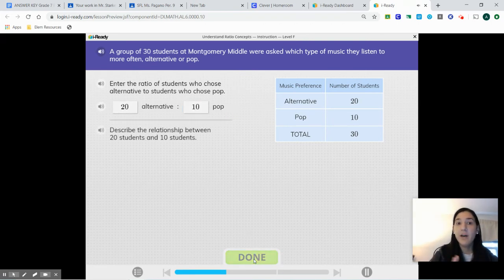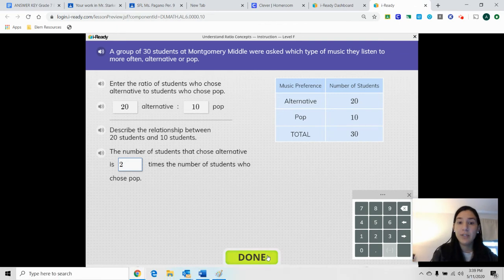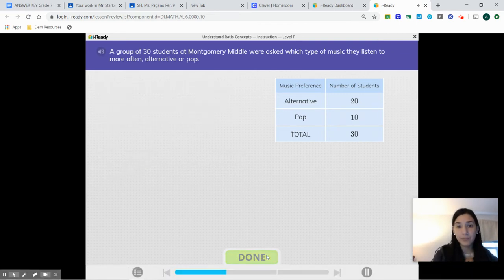Describe the relationship between alternative, 20 students, and pop, 10 students. Now again, think of what we're multiplying by to get from pop to alternative, which is going to be 2. So 10 times 2 will give us 20. So it's 2 times bigger.